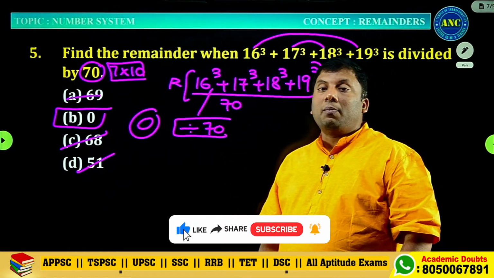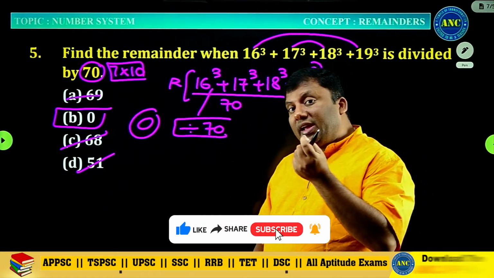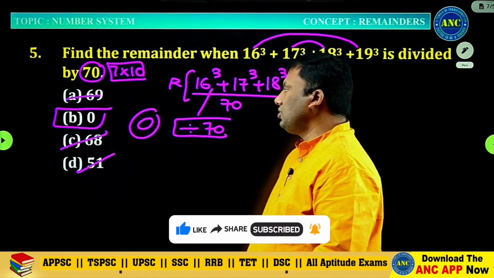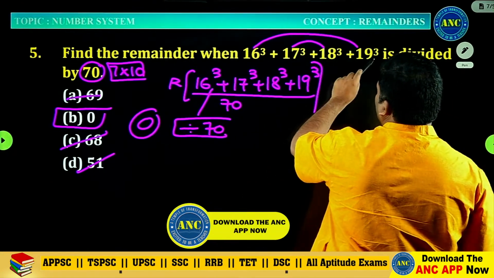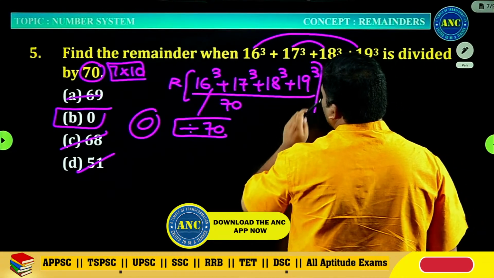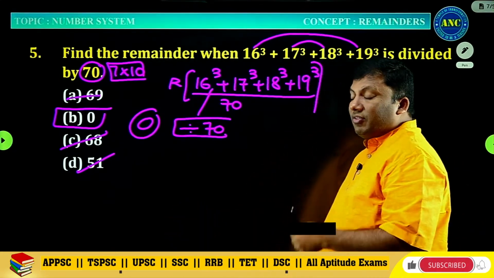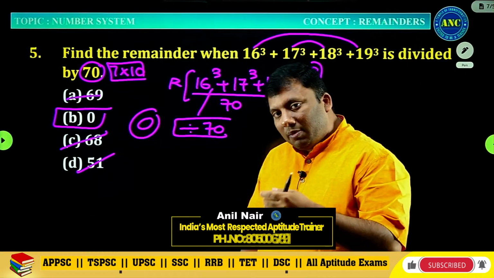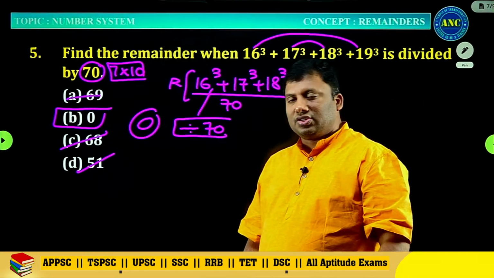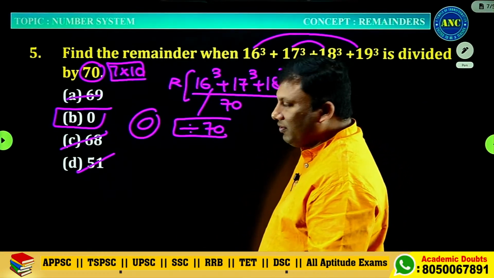70 is a composite number, so I am writing it as a product of coprimes: 70 as 7 into 10. First and last are divisible by 7. Second and third are divisible by 7. That means the numerator is divisible by 7. The denominator 70 also contains 7. That means the answer should be divisible by 7.